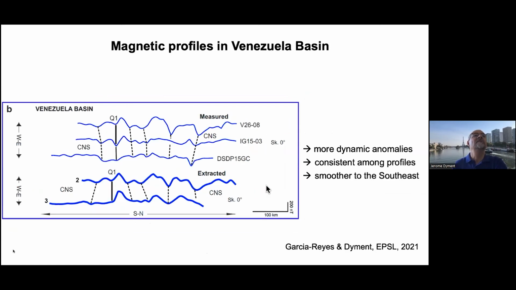If we go to the Venezuela Basin, this smooth area is probably the youngest part of the Cretaceous normal superchron, and the other anomalies that are fluctuating are probably the central part of the Cretaceous normal superchron.